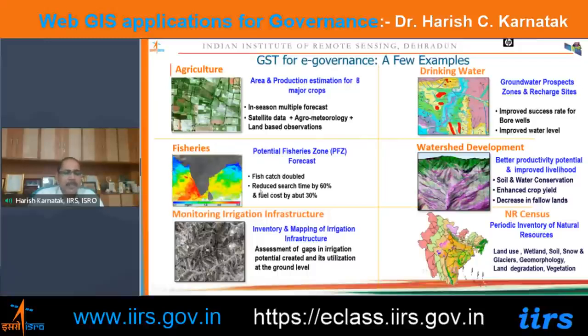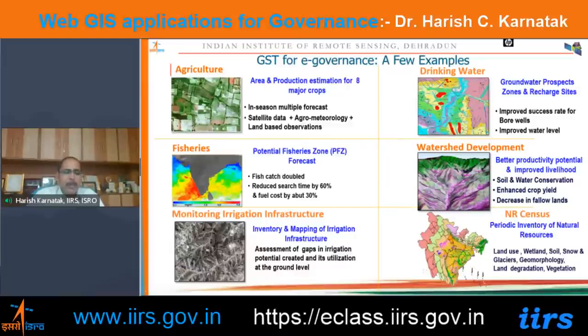This program has greatly impacted the lives of fishermen. It has doubled the fish catch and reduced search time by 60% and fuel cost by about 30%. By seeing these numbers, you can understand the total impact and how much benefit there was in commercial terms under these programs. All these advisories and alerts are available as geolocations, so you can identify the exact pinpoint areas where there is a chance of a good fish catch daily, so that fishermen can reach the locations directly and take the benefit. The monitoring of irrigation infrastructure is what I have taken as an example here.